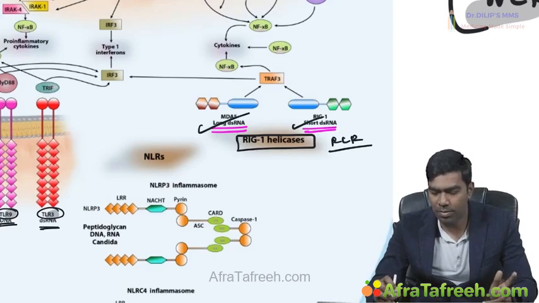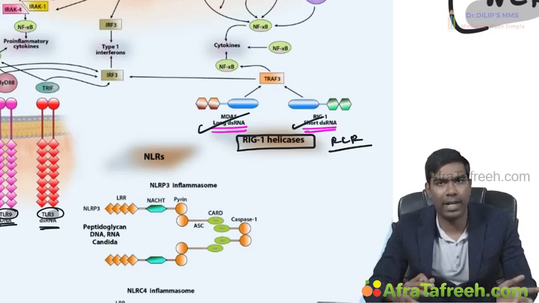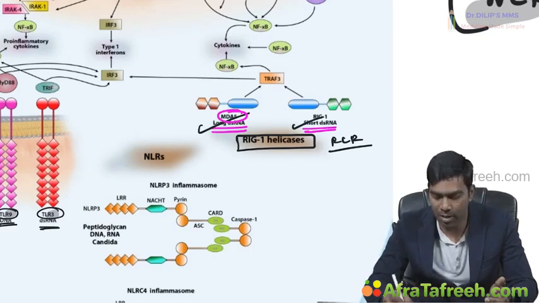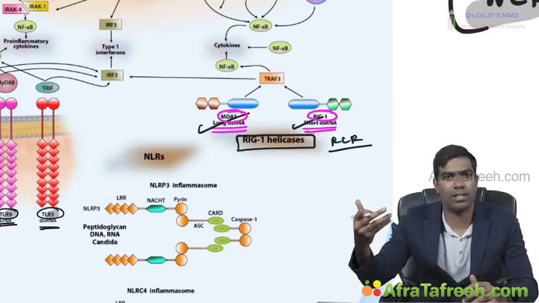And there are two subtypes of receptors, like how I told you, Mannan and your Dectin receptor. Similarly, Rig-like receptors have two components. One is the MDA5 receptor and the second one is the Rig1 receptor. There are two subtypes of that, like TLR subtypes we saw, and CLR subtypes we saw, Mannan and Dectin. Similarly, RLR subtypes are two, that is, MDA5 and Rig1.